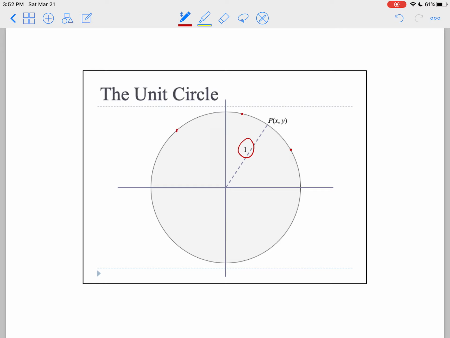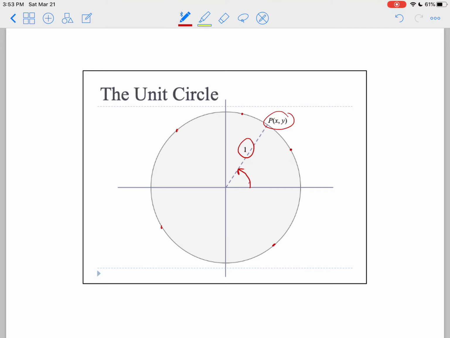Here's a point on the edge of my circle. Here's a point. Here's a point. We want to know where we are, and it's easier to describe that using an angle measure instead of your regular rectangular x and y coordinate. Now, what trig functions do is they help us go from rectangular coordinates to angle coordinates.